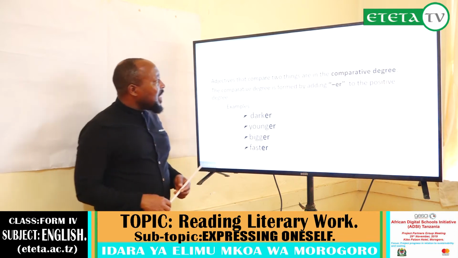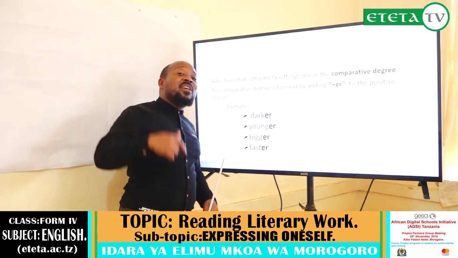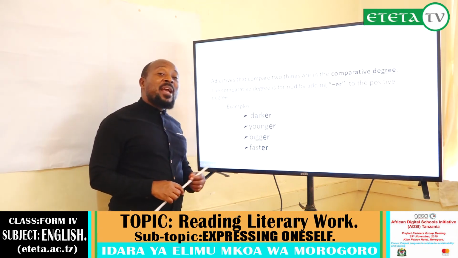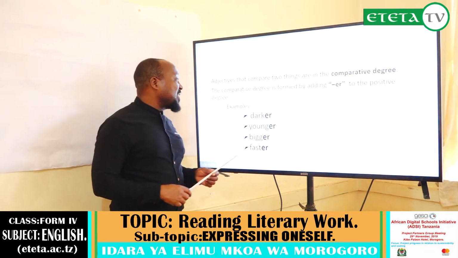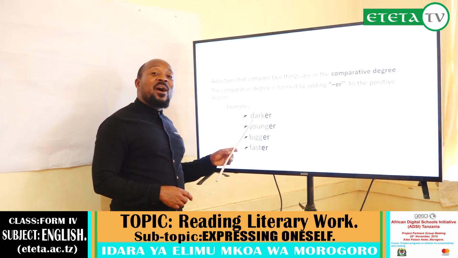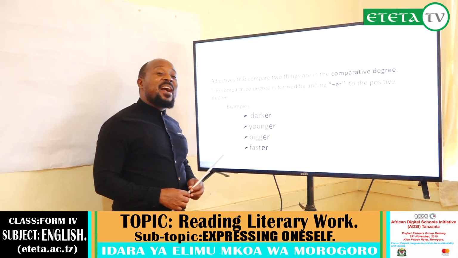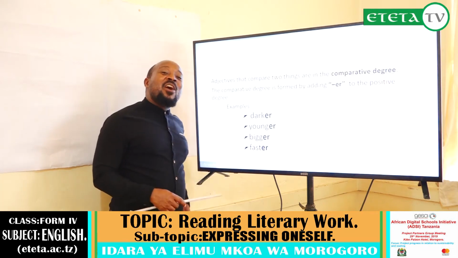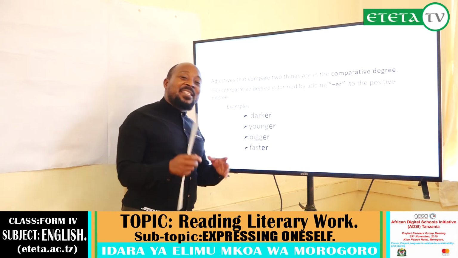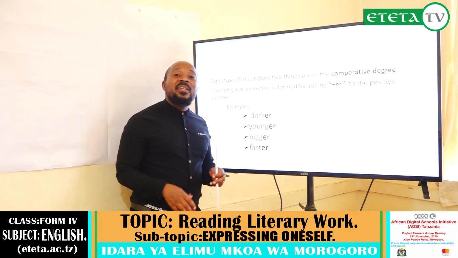You see, the comparative degree is formed by adding ER to the positive degree. Remember, previously I talked about positive degree. Now, to make that positive degree become comparative degree, you have to add ER. For example, right here, you have dark, now you add ER to read darker. You have young, you add ER to read younger. You have big, then you add ER to make it read bigger. You have fast, now you add ER to make it faster. That is to change the positive degree to comparative degree.